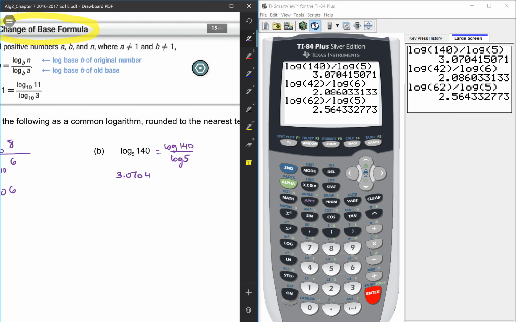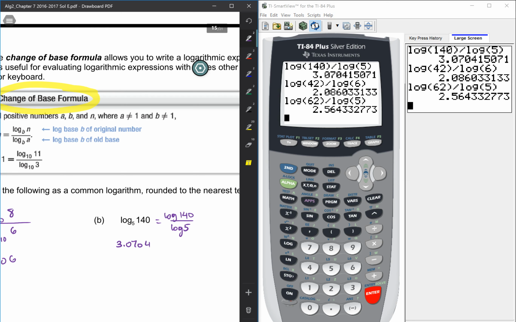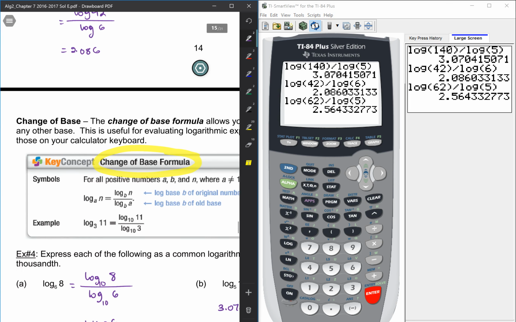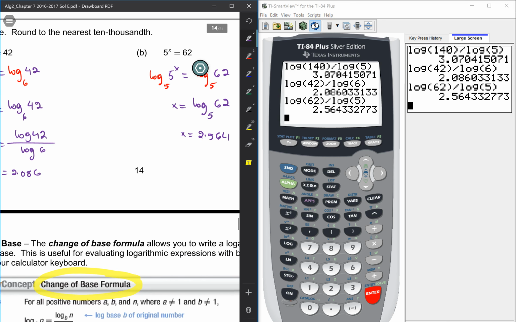3.0704 is what we get for this one, right? All right, so what about for the other ones? Anybody? Did you guys do the ones up here? Go ahead and plug these in and make sure you get the same answer. So we get 2.086, huh? And 2.56 for which one?